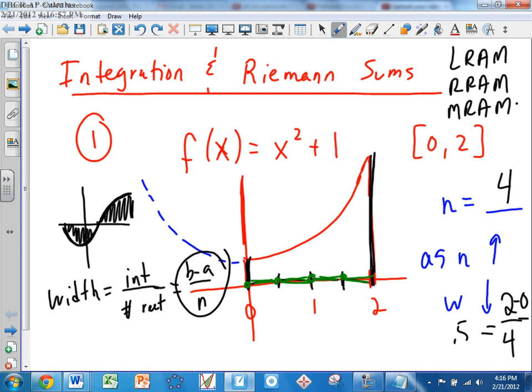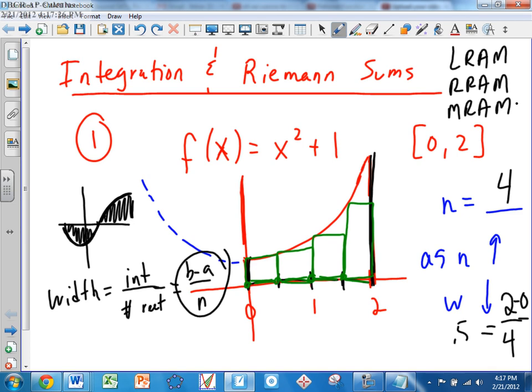Now, if you start on the left side and go up until you hit the function, and then go over from there and drop down. Again, you go up here until you hit the function, go over, and then drop down. Go up until you hit the function, go over, drop down. Go up until you hit the function, go over, and drop down. That would be a left Riemann sum. Again, starting on the left, you go up, over, down.